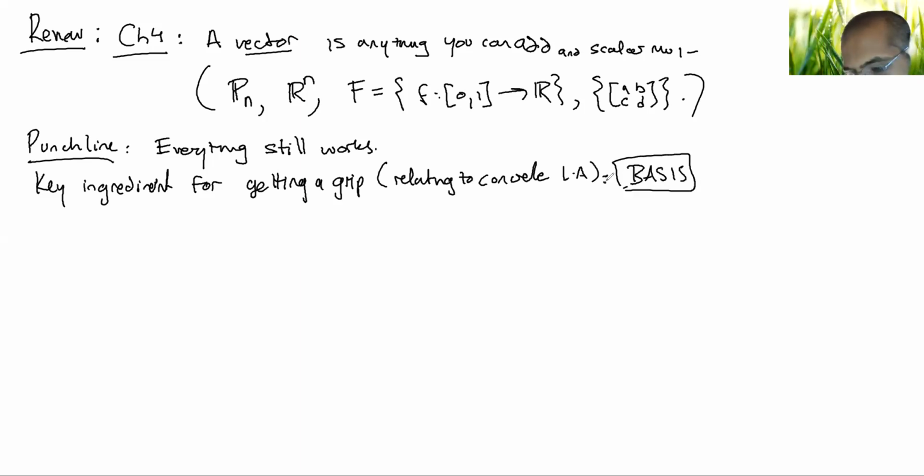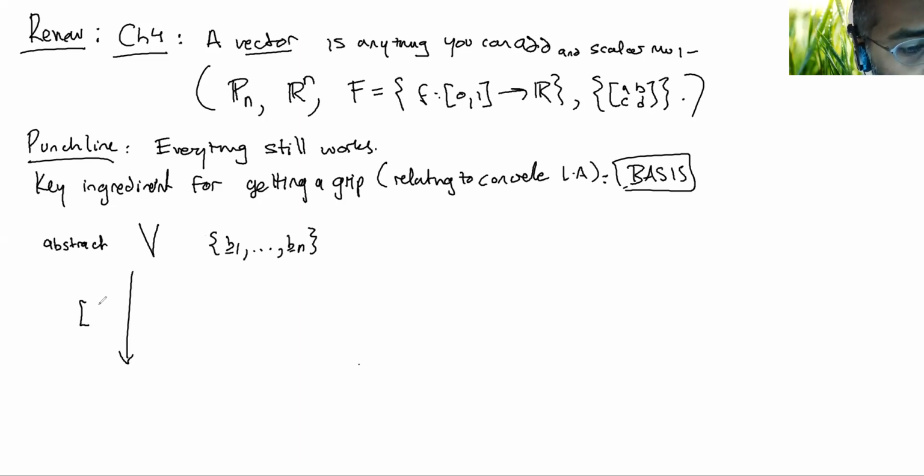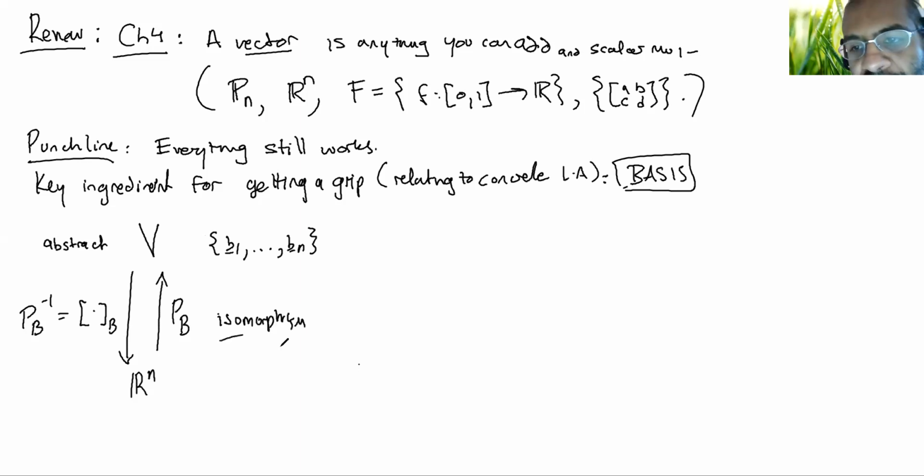So the main thing we discussed was that if you have an abstract vector space V, which just means any vector space, and you have a basis for it, so it's an n-dimensional space with a basis of dimension n, then you have this mapping called the coordinate mapping, referred to as PB inverse, which maps it into Rn, and this is an isomorphism. Invertible. And what's living down here is concrete: coordinate vectors.